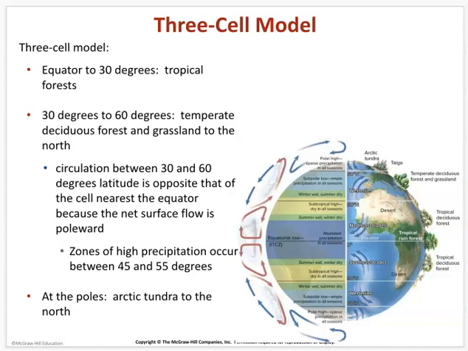And so we see this going up and down both ways, right? The circulation between 30 and 60 degrees latitude is the opposite of what the next closest would be. So high precipitation occurs typically between 45 and 55 degrees. When we think about this, the Arctic tundra isn't going to be getting a lot of precipitation.